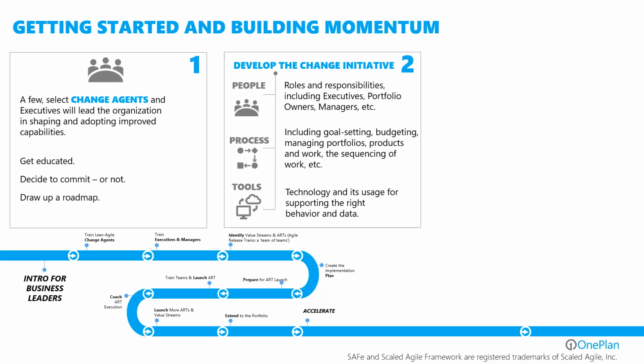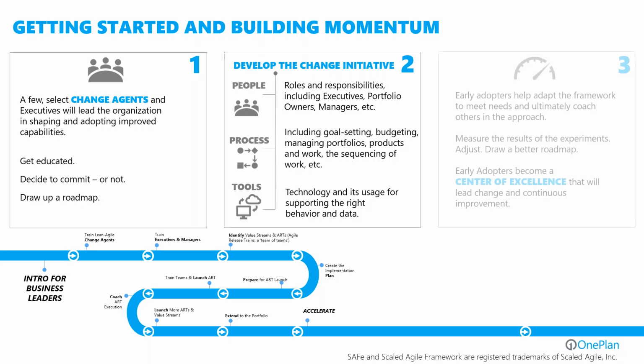Let's turn this into a real program, a real change initiative. Like any other change initiative, you've got people, process, and tools elements. How are we going to run this thing as a well-oiled machine? I'm going to need technology for visibility. I'm going to need processes for tracking and implementing change.